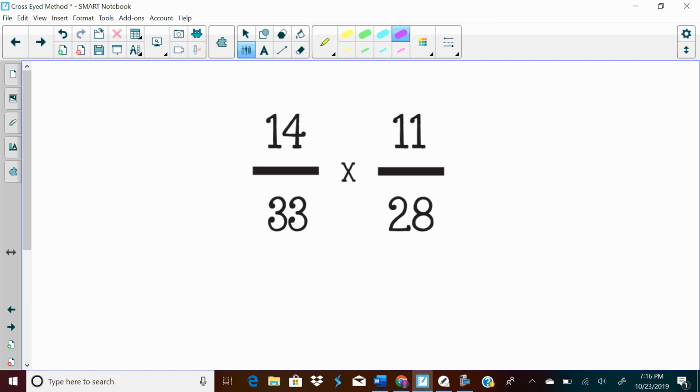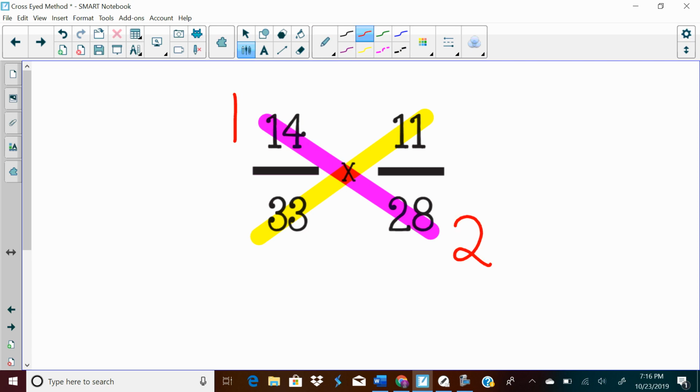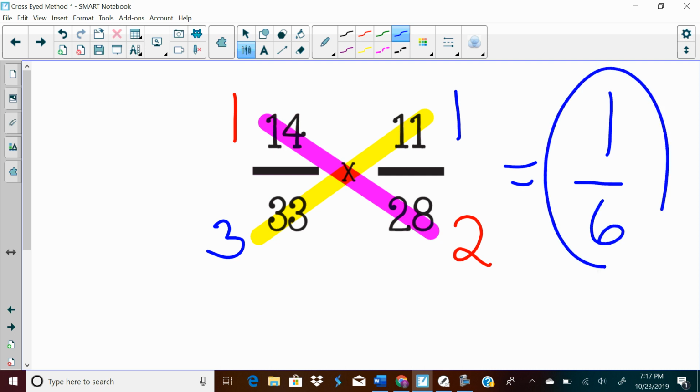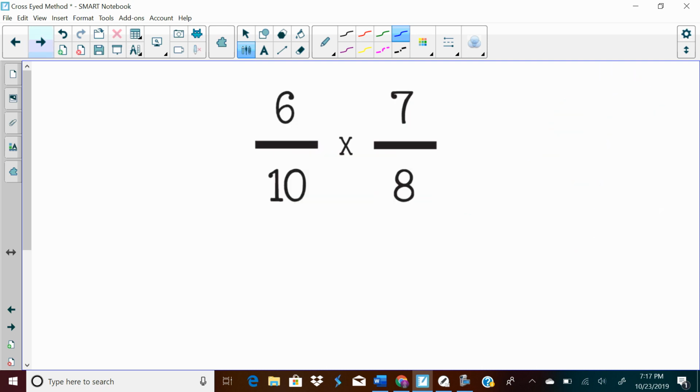So 14 and 28 do have a common factor of 14. 11 and 33 have a common factor of 11. So 14 divided by 14 is going to give me a 1. 28 is going to give me a 2. 11 divided by 11 is going to give me a 1. 33 divided by 11 is going to give me a 3. Multiply straight across, and I have 1/6. Okay, try this one on your own.